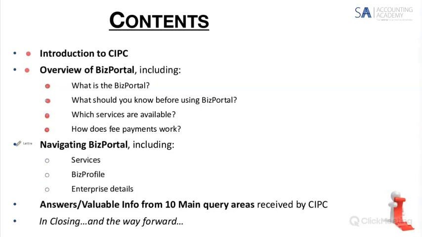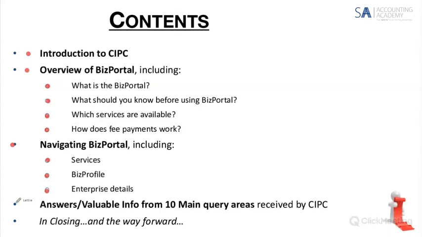Then we're going to look at some navigational functionalities around Biz Portal, what it looks like. I mean, it's very easy. You read the screen, you see where you want to go, and you click. Right. So there's a services tab. We'll be looking at the services quickly that are available, Biz Profile, and then the enterprise details.